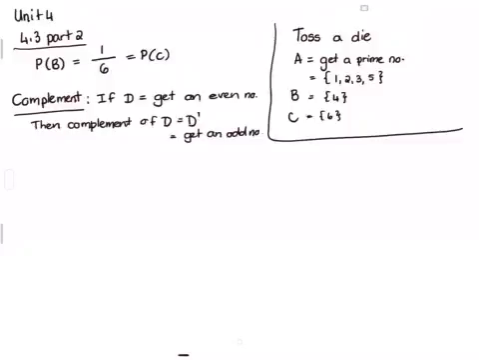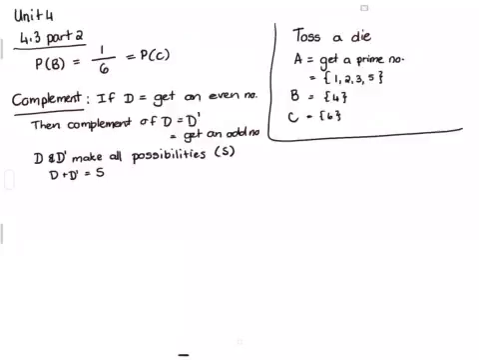The two events, an event and its complement, must make up all possibilities. So D and D prime together make all possibilities. In other words, make up my sample space. D plus D prime must equal your sample space. That's what we mean by complements.